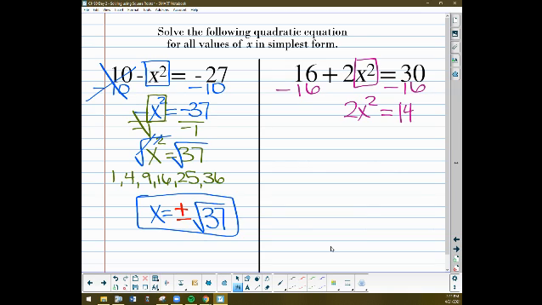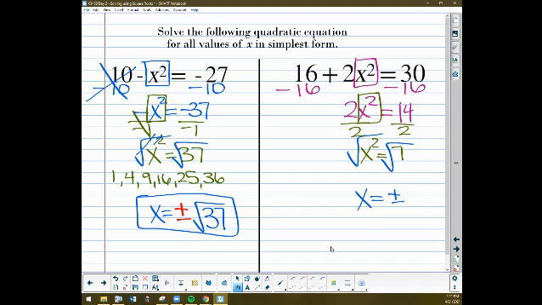Now I still am not quite there. I want to get that x squared part completely alone. I've got to divide by 2 on both sides. And I get x squared equals 7. Once I get the x squared part by itself, I want to take the square root of both sides. And I can write x equals plus or minus, always having that in there.